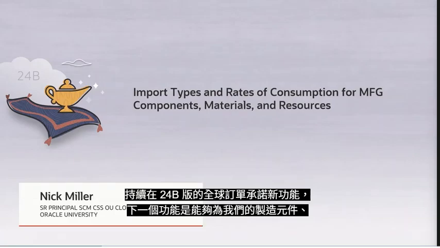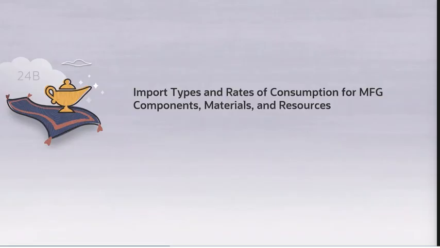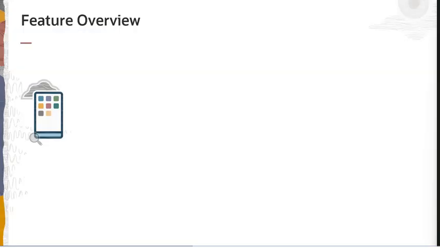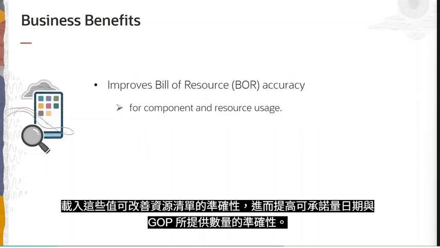With our new features for global order promising in release 24B, the next feature is the ability to import the types and rates of consumption for our manufacturing components, materials, and their resources. We now have the ability to load the types and rates of consumption using the data import template. Loading these values improves the accuracy of the ATP dates and quantities provided by GOP.